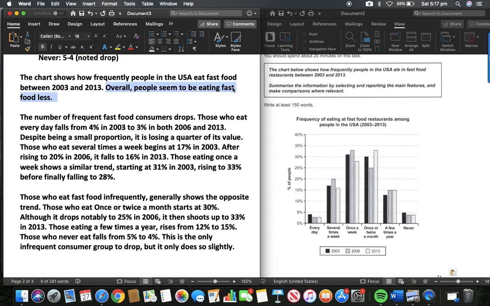Overall, people seem to be eating fast food less. So I used the word seem because, well, this is just a little bit of data.